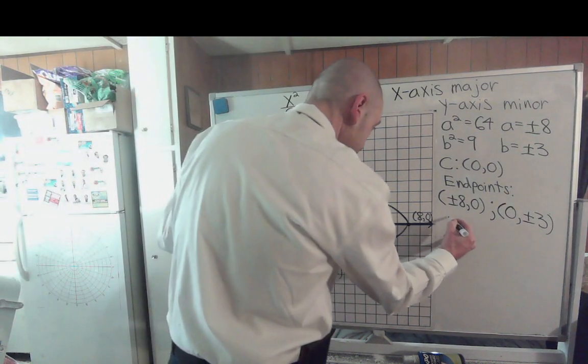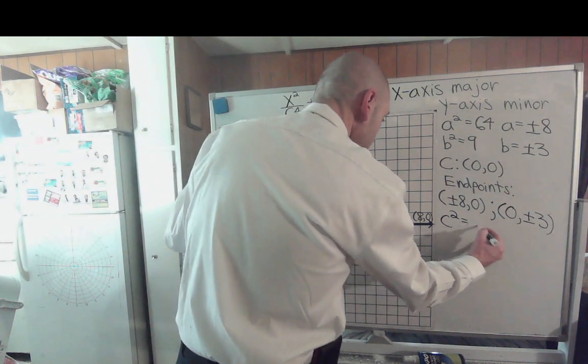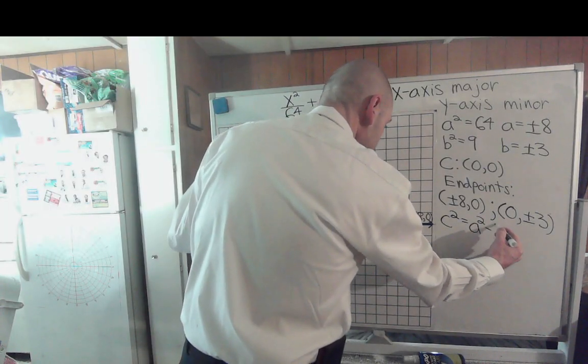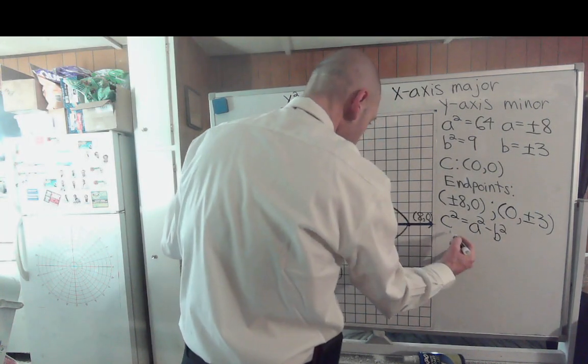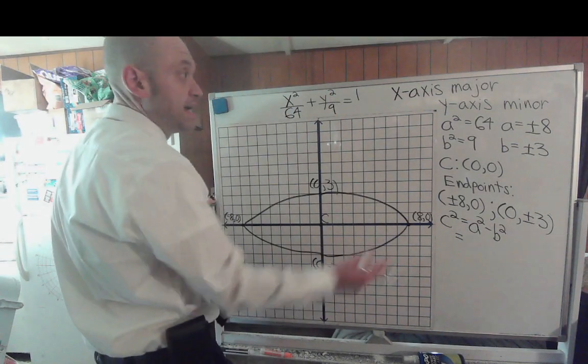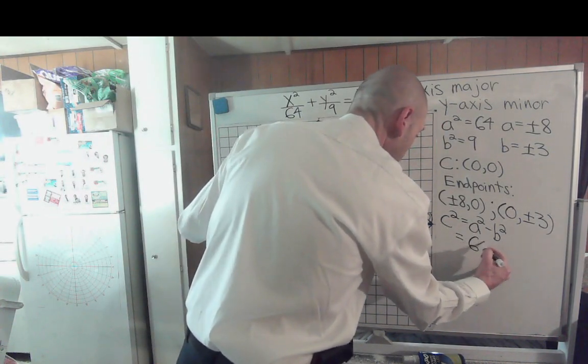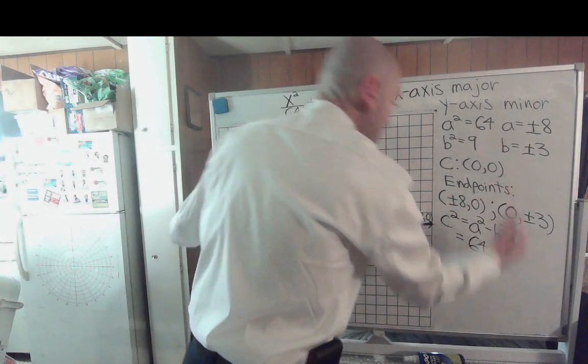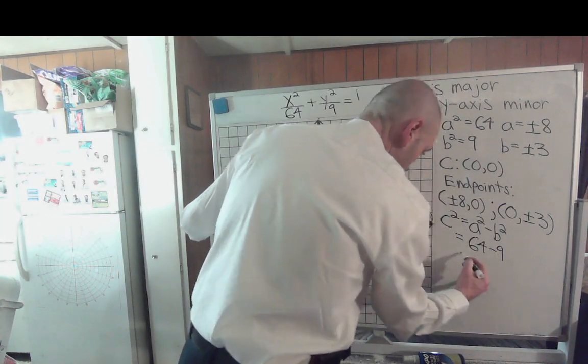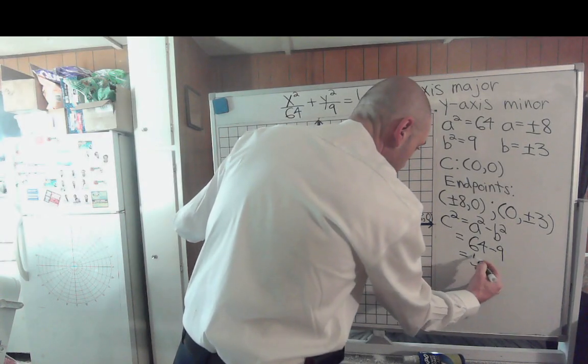So that's, again, c squared equals a squared minus b squared, which means then a squared is 64 minus my b squared of 9, which is going to equal 53.